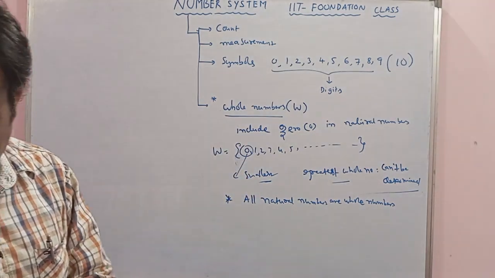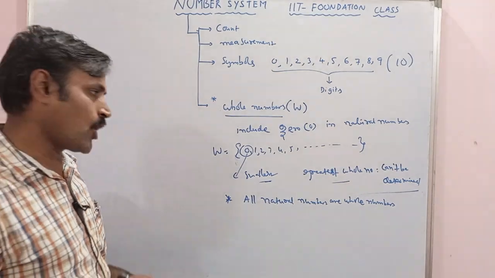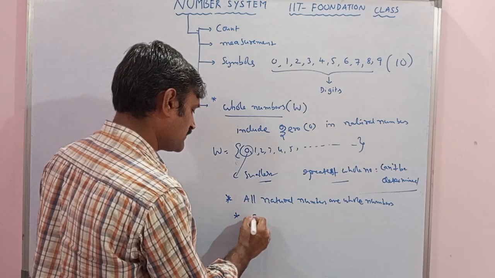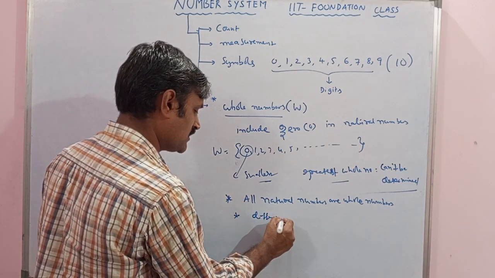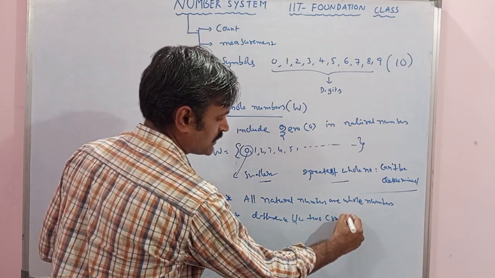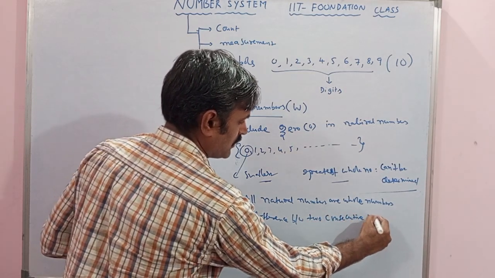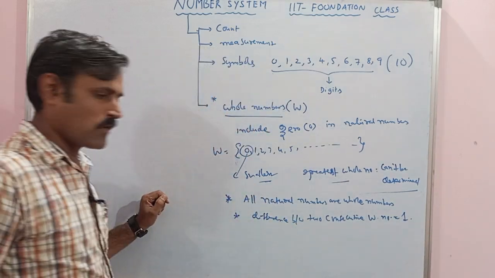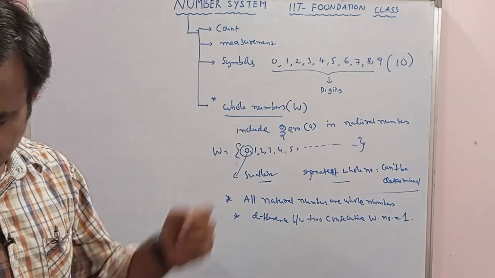Now, the difference between any two consecutive whole numbers is how much? Again 1. Like natural numbers, the difference between two consecutive whole numbers is 1.